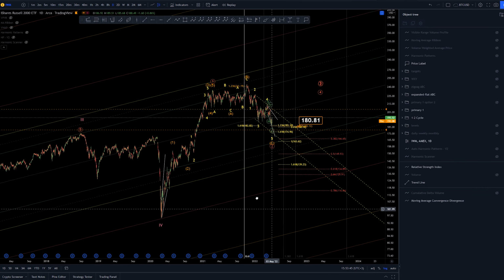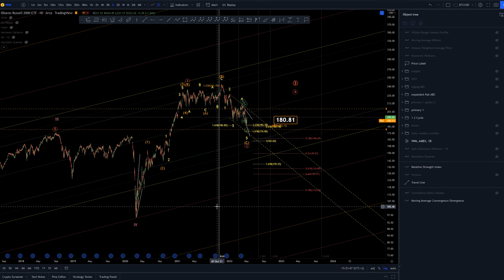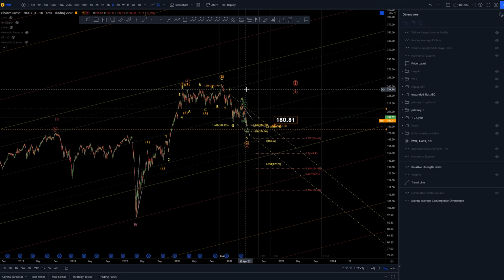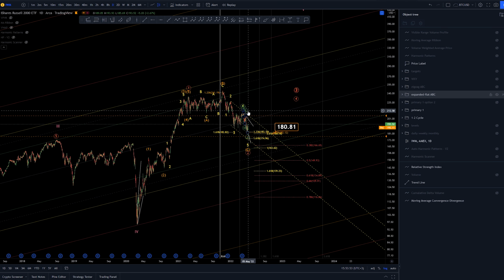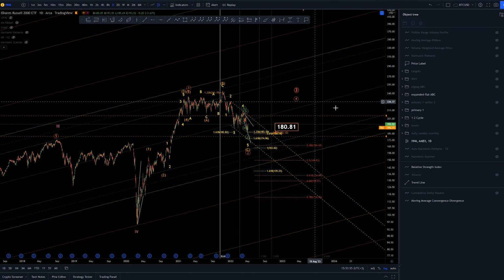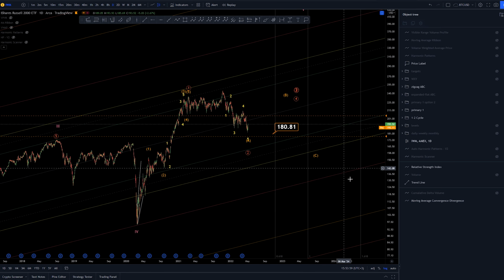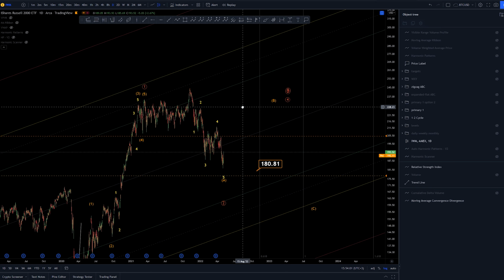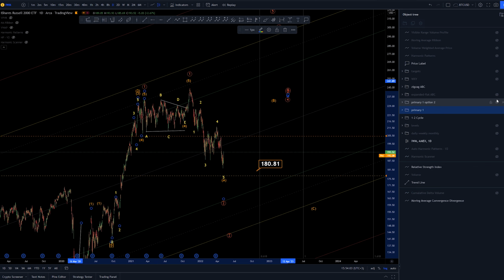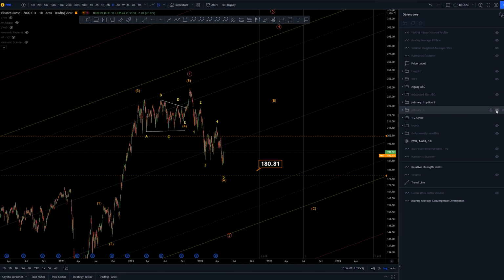Wave 2 usually shouldn't take too much longer than the wave 1. It has already taken just a bit more time than the 1. There's nothing really extraordinary about this time yet. Let's check out some other possibilities. Saying that this is actually the count here. Where is this primary one here? Okay.